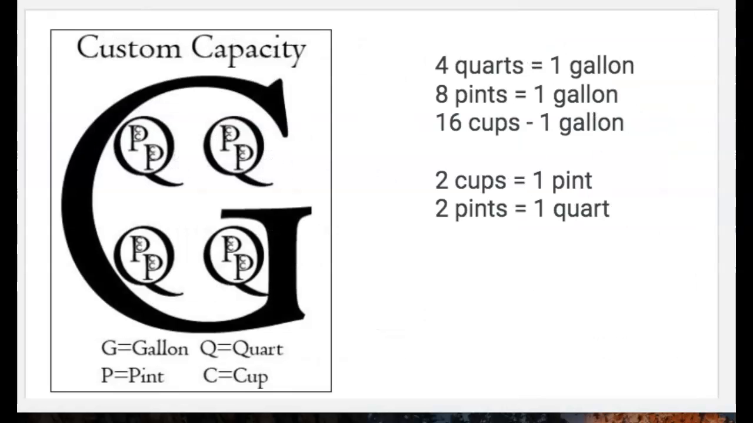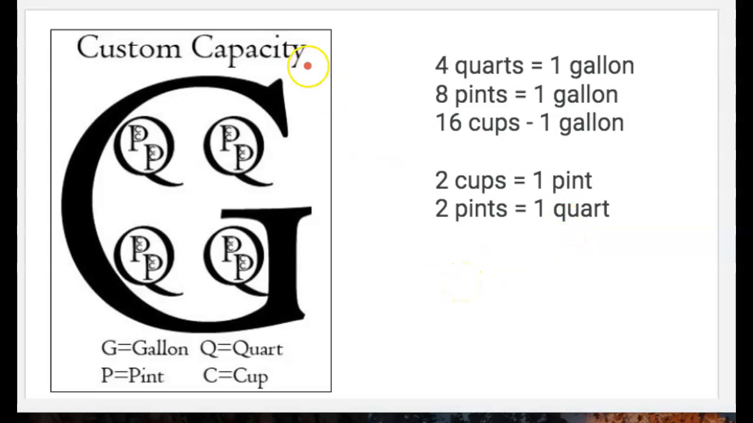So let's take a look at what equals what. Just like with measurement, what we're going to be doing today is figuring out how many of one measurement it takes to make one of a larger or a smaller one. So if you look here, okay, you have some equivalents. 4 quarts equals 1 gallon, 8 pints equals 1 gallon, 16 cups equals 1 gallon. So it's always nice to know what equals 1. Okay, 2 cups equals 1 pint and 2 pints equals 1 quart.